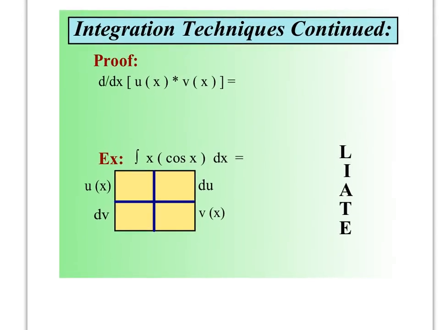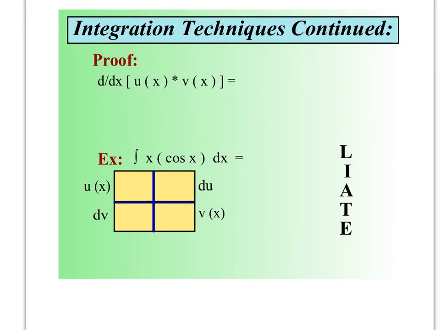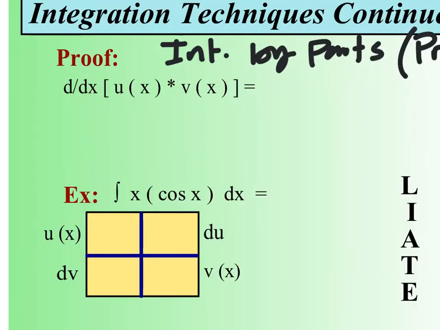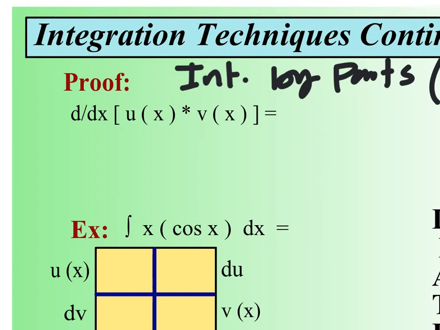Okay, integration techniques continued. This is called integration by parts. This is the opposite operation of the product rule, and I'm about to show you how the product rule shows us this formula. Okay, so I'm going to take the derivative of u times v. And that's just the product rule. That's all that is. So if I do that, I get v times the derivative of u plus u times the derivative of v.